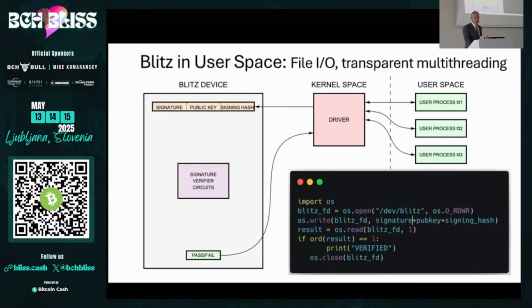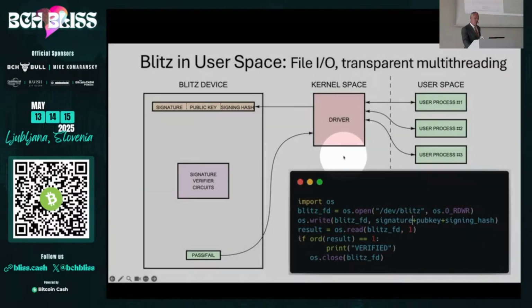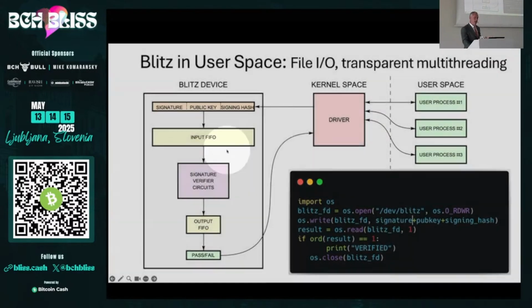And what's cool is you can have multiple user space processes running in parallel, and they can all have Blitz open and making signature requests at the same time. And it's the kernel driver's job, along with Blitz's input FIFO, that manages all these race conditions. So the kernel driver is always listening to all the user space processes making requests. It sends those all to Blitz. It receives the results back, and it makes sure it sends the pass-fail result to the right calling process. And that all happens transparently. So from the user process, it's all very straightforward.